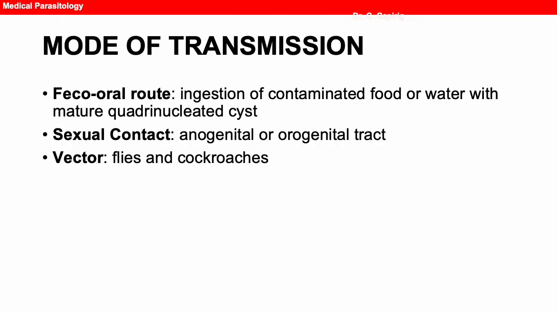The mode of transmission is through fecal-oral route. It's the ingestion of contaminated food or water with mature quadrinucleated cyst. Sexual contact can be one possible mode of transmission through anogenital or orogenital tract, especially to those individuals who partake in high sexual risk behavior, such as men having sex with men. Vectors can also be a cause of transmission, such as the flies and cockroaches. They can carry fecal matter with cysts.